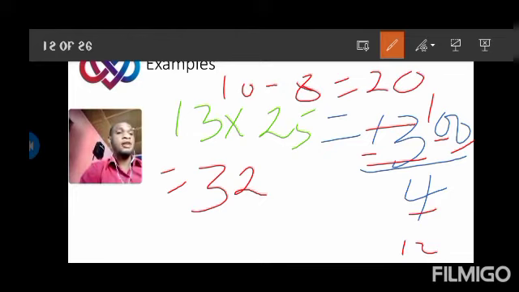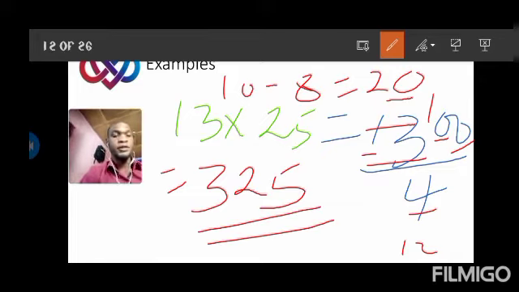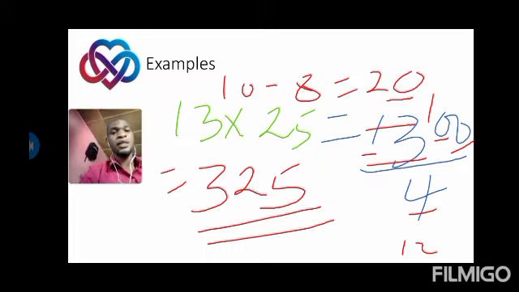How many times can 4 go in 20? It can go 5 times. So 5 times 4 is 20. So nothing is remaining. 20 minus 20 is 0. So the answer is 325. 325 is the correct answer. I believe that is somewhat understandable. Do you get it? Yeah, so let's continue with our example.